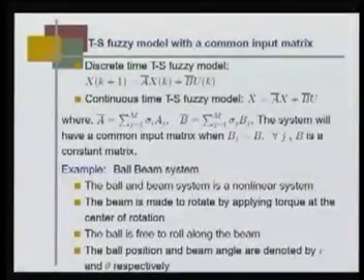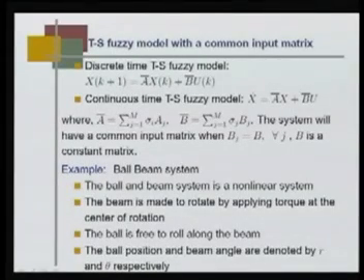Now, we also talked in the beginning about the common input matrix. So, what is this common input matrix? Now, you see that the discrete time TS fuzzy model was given by x(k+1) = A bar x(k) + B bar u(k), and the continuous time TS fuzzy model similarly x dot = A bar x + B bar u, where A bar is sigma j A j, summation over all rules. Similarly, B bar is sigma j B j over all rules. But this system will have a common input matrix when B j is B for all j, where B is a constant matrix.